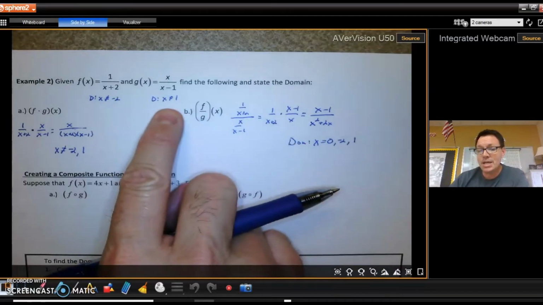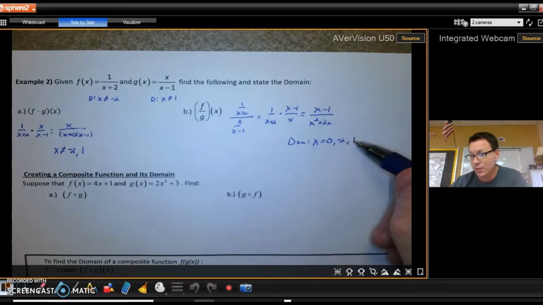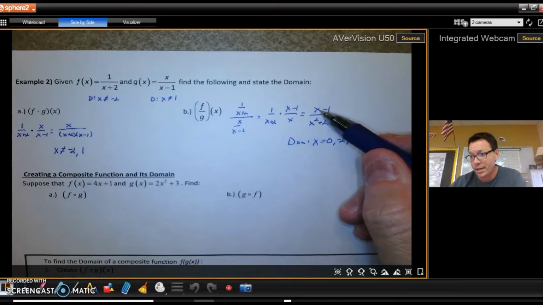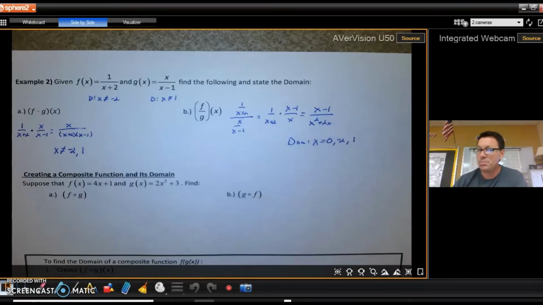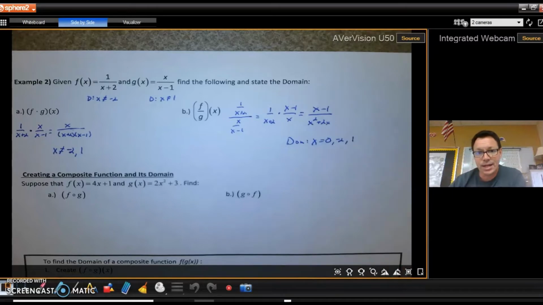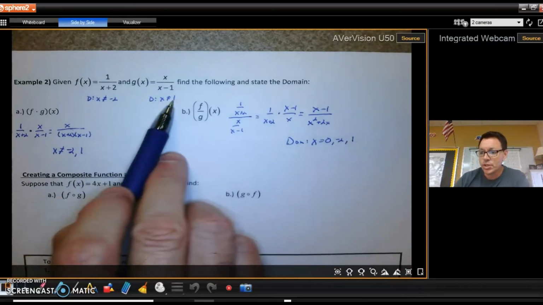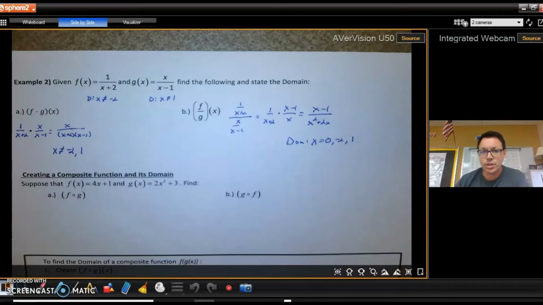Okay, anything that would mess up your original function, we have to exclude it from our new function, even if it looks like it's not a problem. If you plug a 1 in, it looks like you're fine. 1 minus 1 is 0, but the 0 is in the numerator, and then 1 plus 2. It looks fine, but it's not. Okay, so anything that was an original restriction is going to be a restriction in our new answer. Okay?